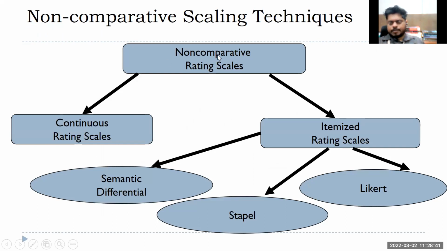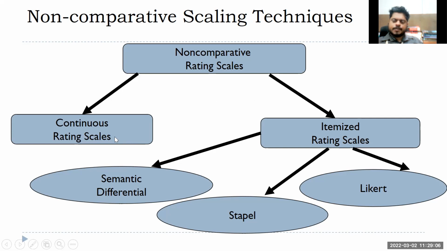Then non-comparative. The earlier ones are the things where we are comparing certain tasks or activities, giving those choices, and participants or customers are comparing them. Non-comparative is whenever we are not giving those choices, and based on their assumption or memory, they put a rating. It can be a continuous rating or an itemized rating, right?